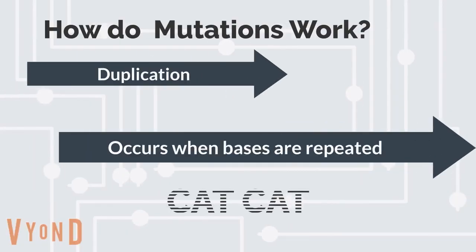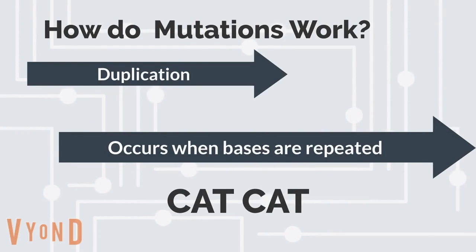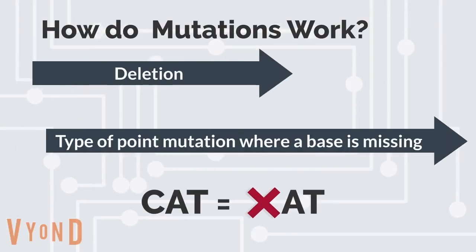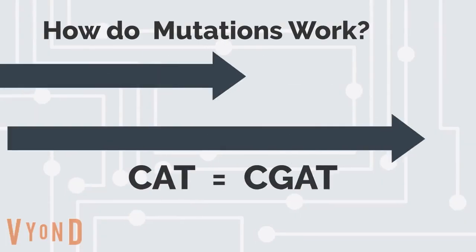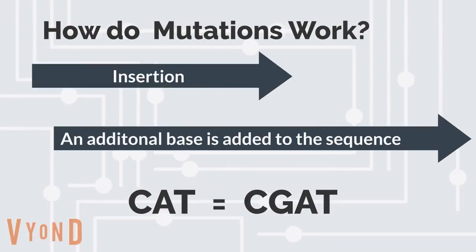Duplication is when the genetic code is repeated in a segment, thus changing the original code. Deletions happen when a base is missing. Insertions occur when a base is added to a sequence and changes the code.